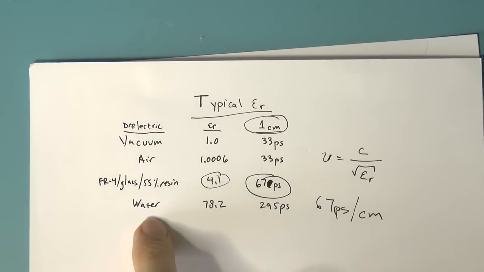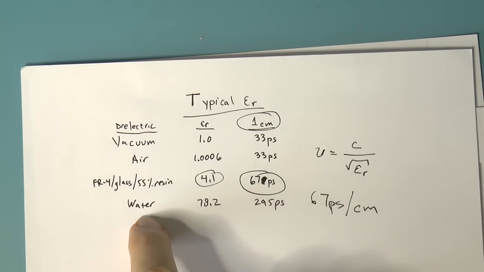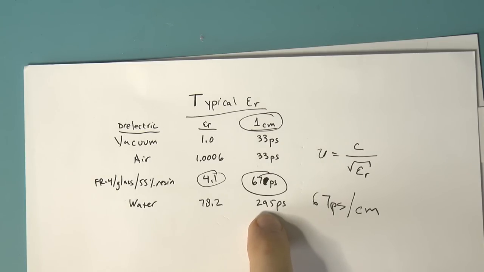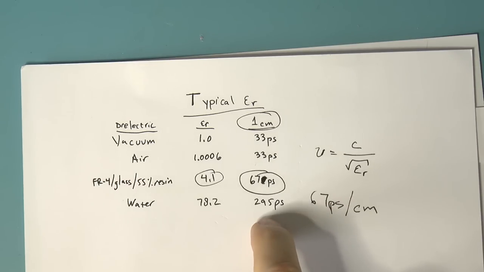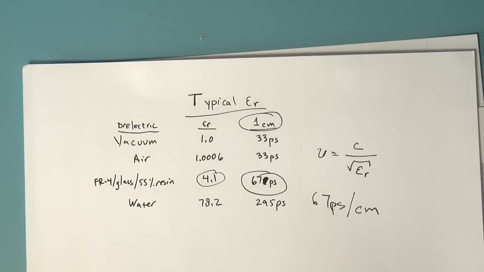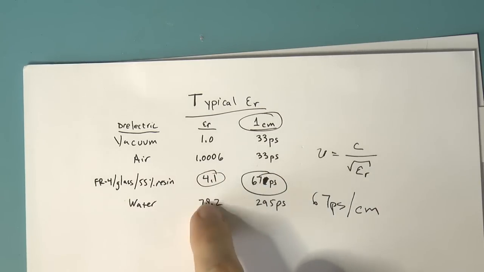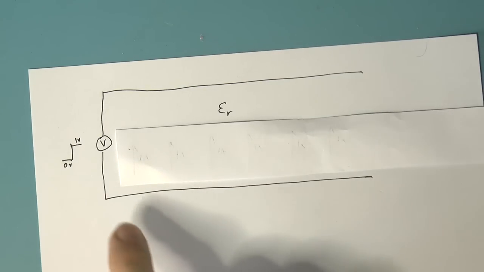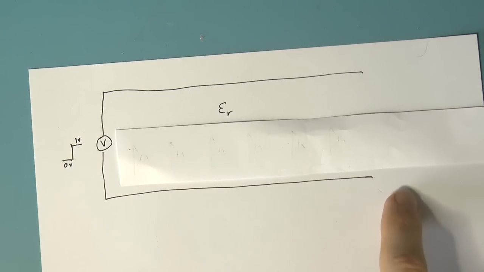There's an interesting dielectric, water. If you happen to have two conductors separated by water, well, the dielectric constant is 78.2. That corresponds to 295 picoseconds every centimeter. That's extremely slow. But I don't really know of any dielectric made up of water, so we're not going to talk about that. But anyway, that's how the particular material that separates the two conductors relates to the speed that the electric wave is going to propagate down that transmission line.